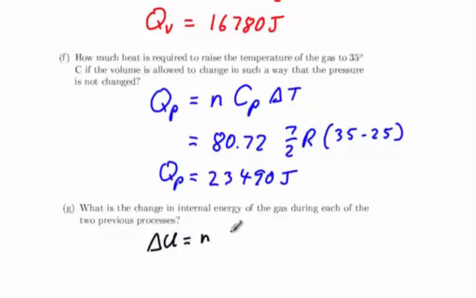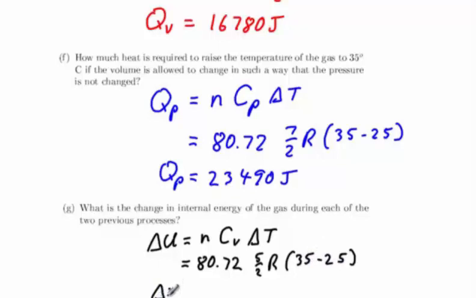Number of moles times C sub V delta T. Given the number of moles, the C sub V for a diatomic gas, and a change in temperature of 35 minus 25, we see that the change in internal energy is equal to 16,780 joules. Let's think about this result for a moment.